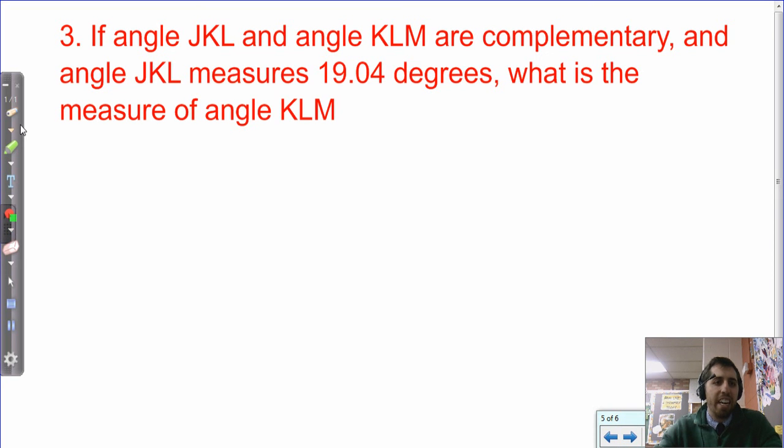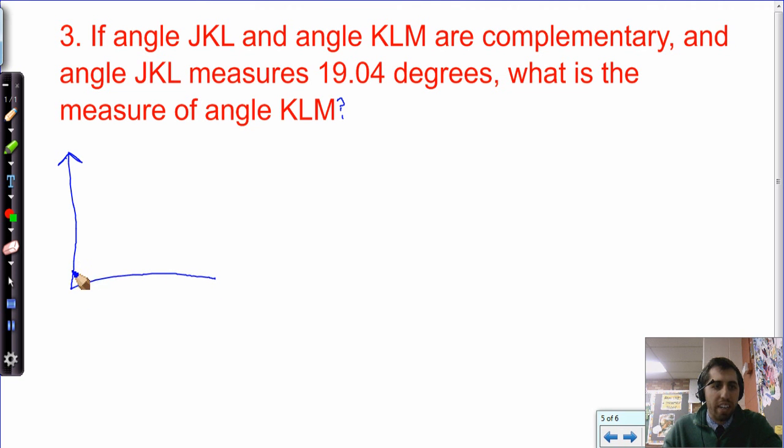This says if angle JKL and angle KLM are complementary and angle JKL measures 19.04 degrees, what is the measure of angle KLM? And that should have a question mark at the end, so I'll just put it in there right now. Okay, so let's draw this out. I know that they're complementary, so that should mean that they're going to create a right angle. And that does not look like a right angle because I can't draw, so I'm sorry. And I'm drawing one of these a lot, tried to make it a little bit thinner, so because we know it's only 19 and 4/100 degrees.